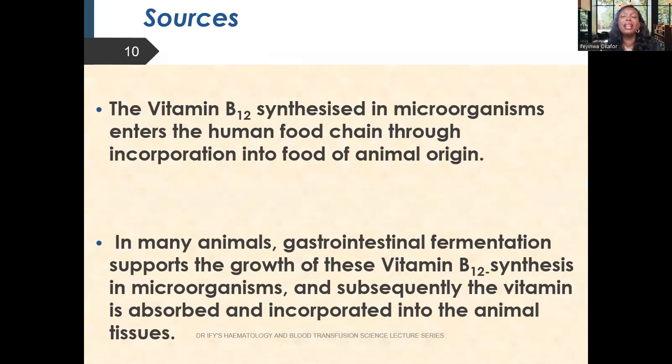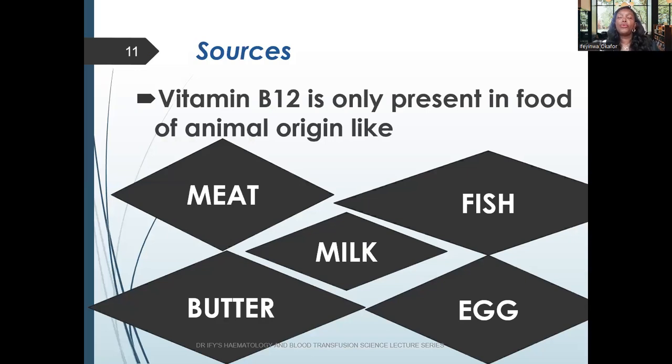The vitamin B12 synthesized in microorganisms enters the human food chain through incorporation into food of animal origin. In many animals, gastrointestinal fermentation supports the growth of these vitamin B12 synthesizing microorganisms. Subsequently, the vitamin is absorbed and incorporated into animal tissue. So the bacteria found in the guts of these animals keep synthesizing vitamin B12, and by the time we eat these animal tissues, we get vitamin B12 from them.